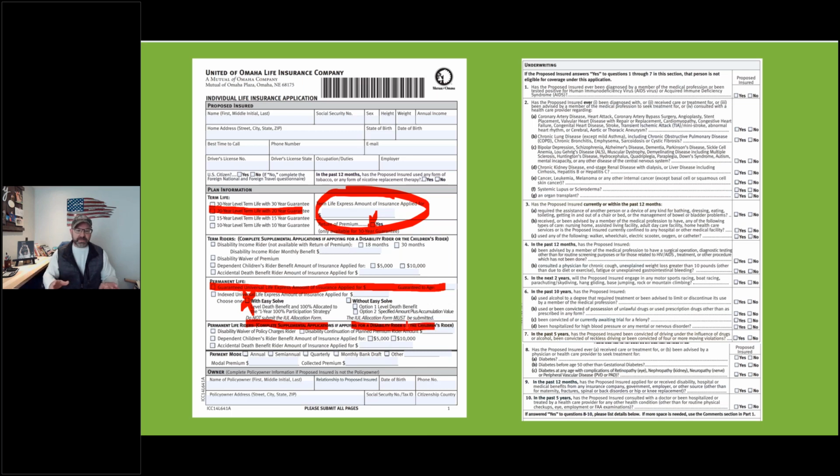Now, here's one thing I'm going to tell you that a lot of agents don't understand. Regardless of whether you're submitting an IULE with EasySolve or without EasySolve, you still have to submit a signed illustration.